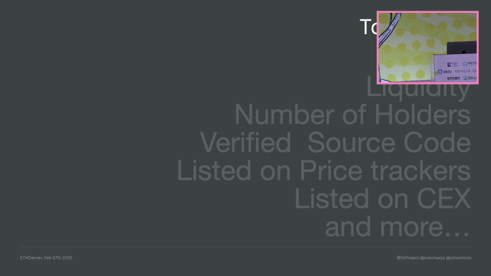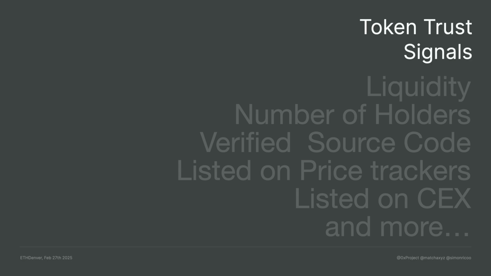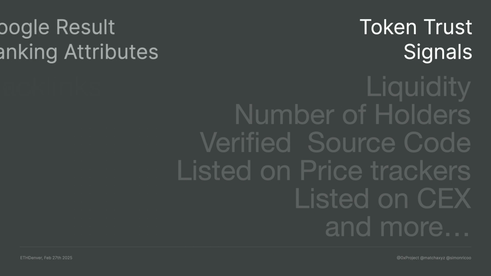Well, we have the liquidity, so we know we can buy or sell the token. We have the number of holders, so we know there's not a large number of tokens in the hands of a few wallets. We have the verified code, so we know there is nothing sketchy going on. There are other things, like whether the token is listed on a price tracker or a centralized exchange.